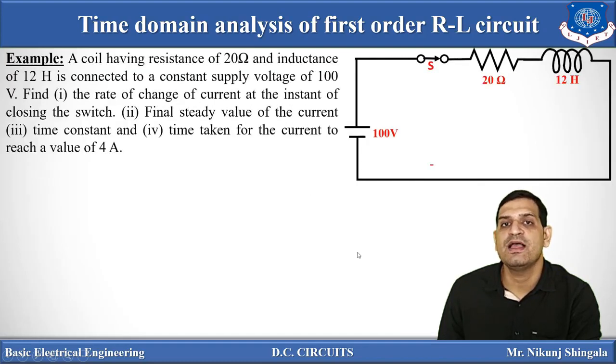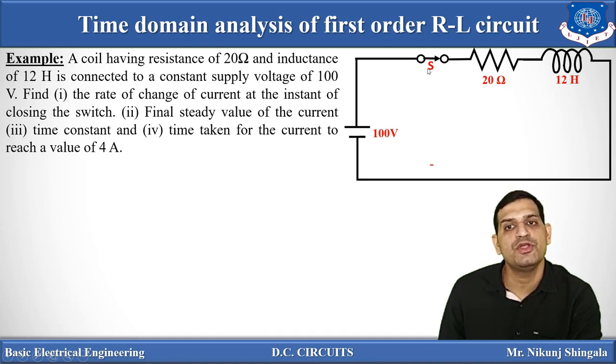Now, taking one example based on the RL circuit. It says that a coil is having resistance of 20 ohm and inductance of 12 Henry. A coil is nothing but the combination of R and L. It is connected to a constant supply, that is a DC source of 100 volt. Now find the rate of change of current at the instant of closing the switch.